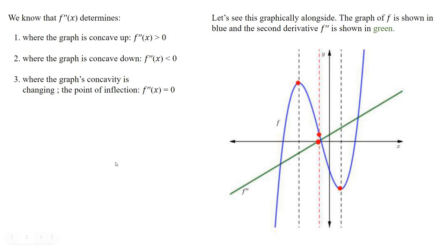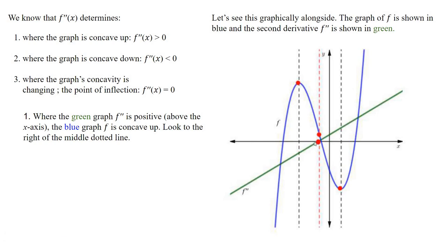What's going on to the right of this green line, to the right of the x-intercept? Well, it's positive. That means the blue graph must be concave up after that. Is that true? It sure looks like it is. Okay, look to the middle of this dotted line. Anywhere to the right, it's concave up.